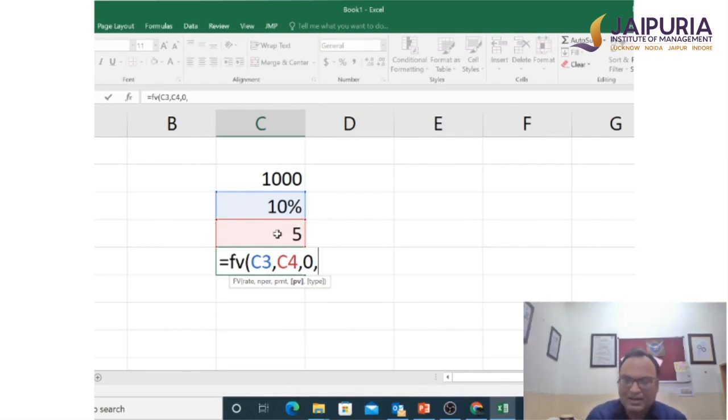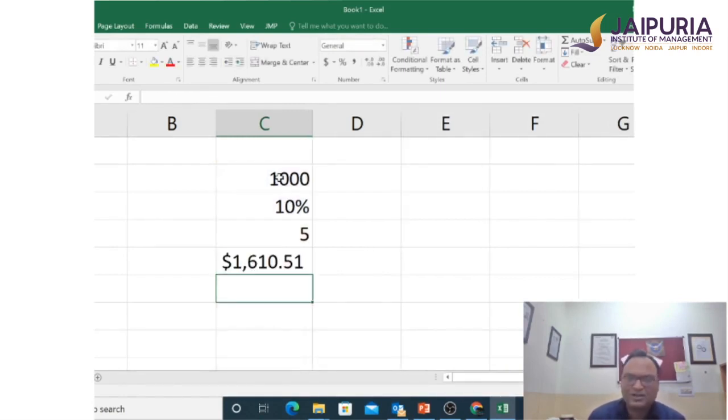For Excel to know about this, I have to give an opposite sign. So for example, if today I'm depositing and this is taken as a negative sign, therefore whatever money I'll get back in terms of future value will come out in positive. For the time being, I'll ignore this part also, it will remain 0, which is period beginning or ending, which will have no impact at present. So if I do this, the future value is coming out to be 1610.51, which means 1000 rupees invested for 5 years at 10% rate of interest will amount to 1610 rupees.